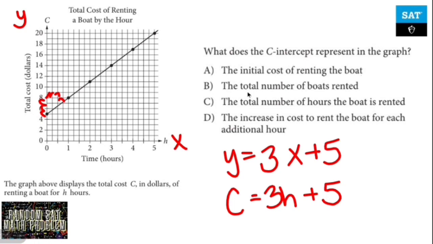Looking at the other options, total number, nope. Total number, nope. The increase, nope. Increase implies slope. It's going to be A. So I didn't need to come up with an equation, but I gave you a little added bonus for fun.